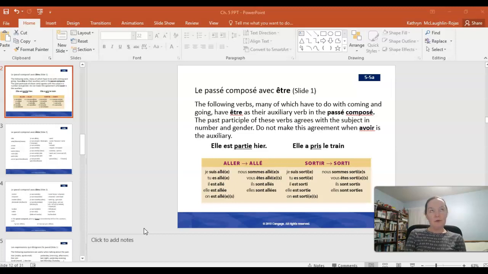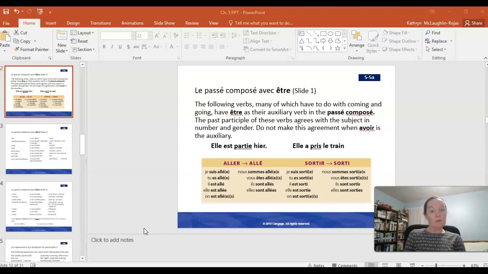So you remember last week in video 3 you were learning all about le passé composé avec être. We're going to take just a quick moment to review the form of this verb, to jog your memory, help you remember how it's formed and what it means. And then we're going to go on to looking at some time words that you would use with passé composé, whether you're using the passé composé avec être or avec avoir.